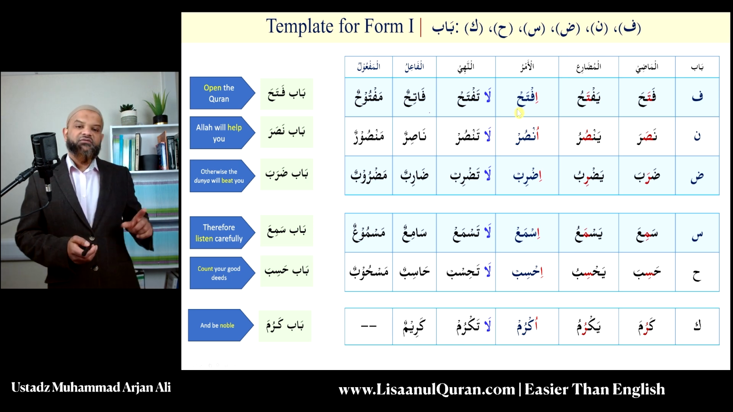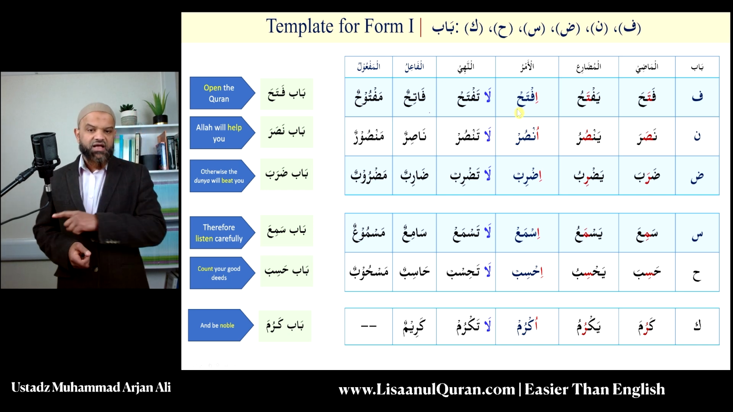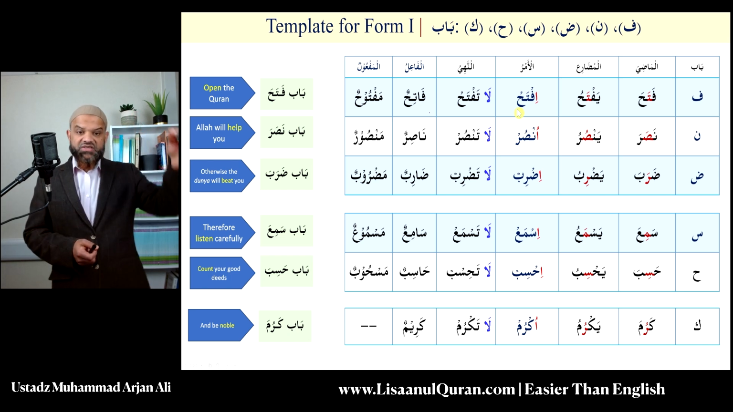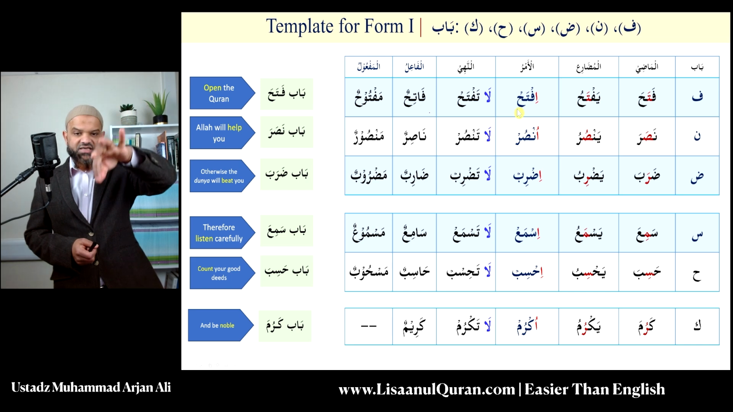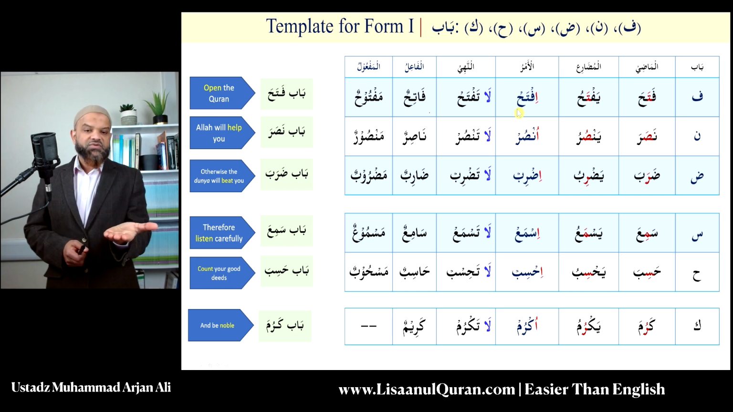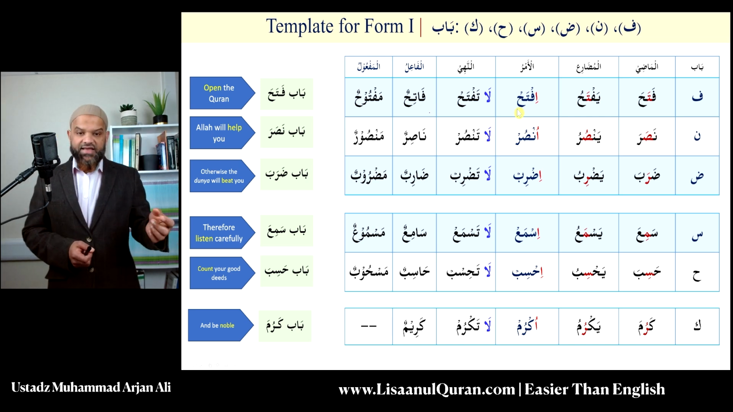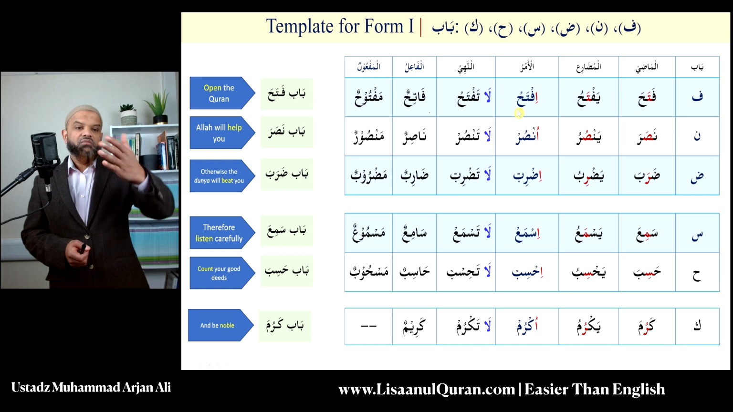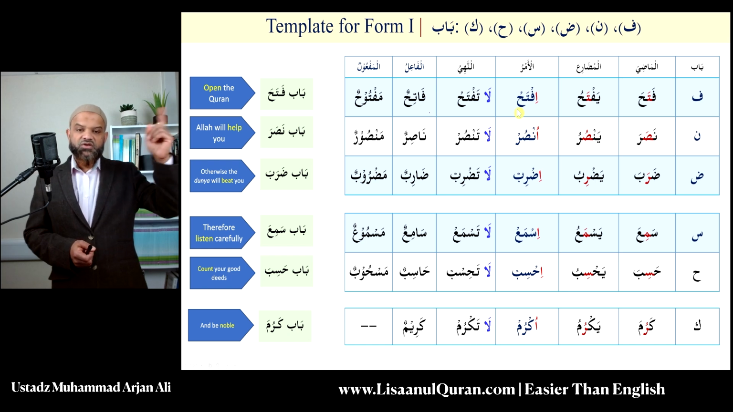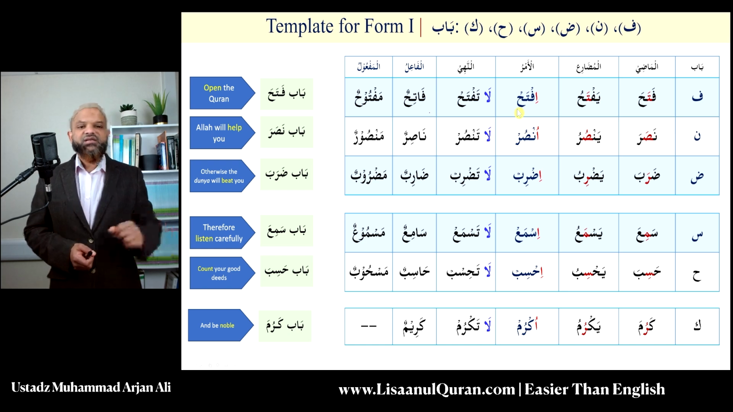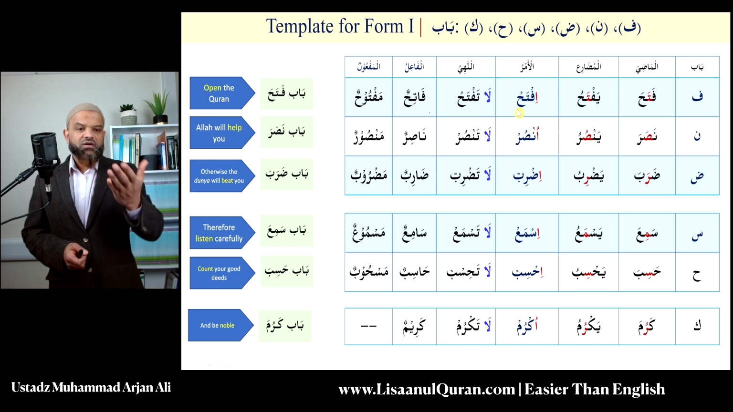You can see here, fataha yaftahu, iftah, la taftah, the one who opens, fatihun. So this is the TPI sign, fatihun, and the one who receives, maftuhun. Then you have nasara yansuru unsur, la tansur, and the helper, nasirun, mansurun. Daraba yadribu idrib, la tadrib. Then we have daribun, madrubun.